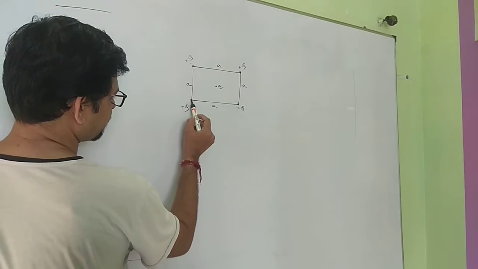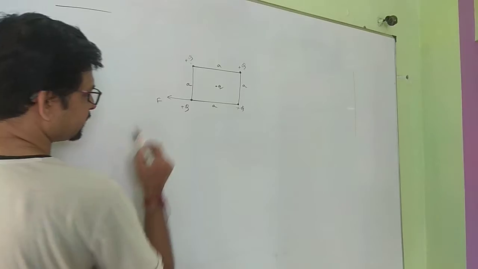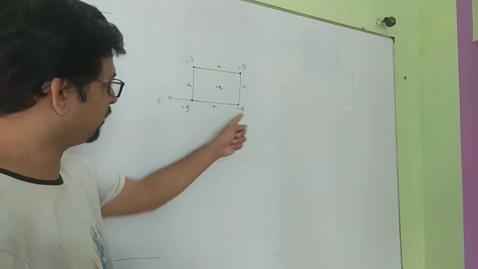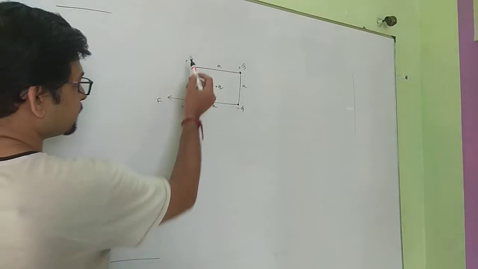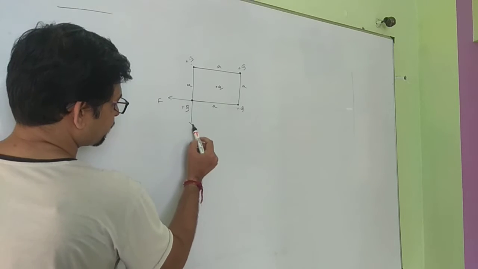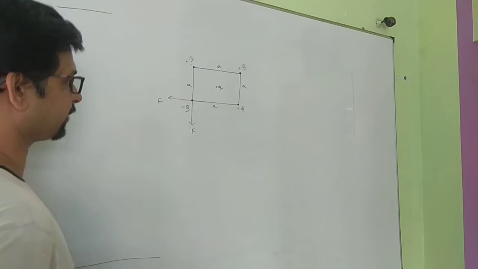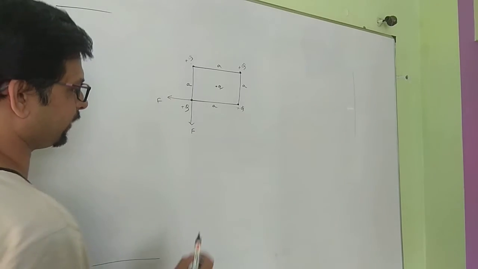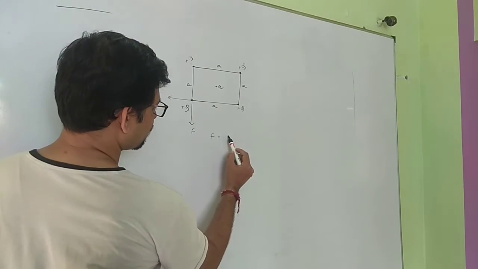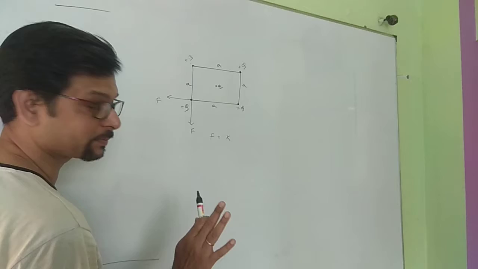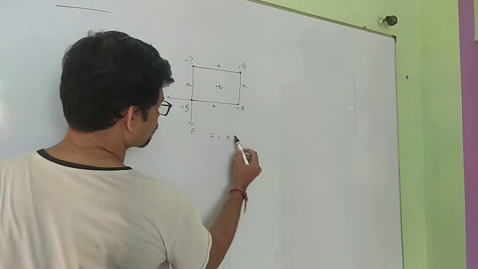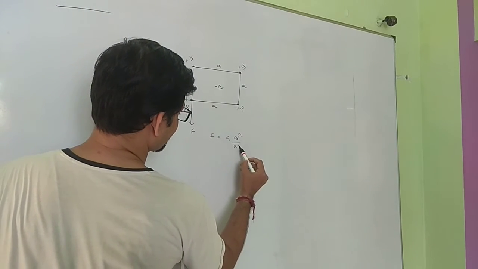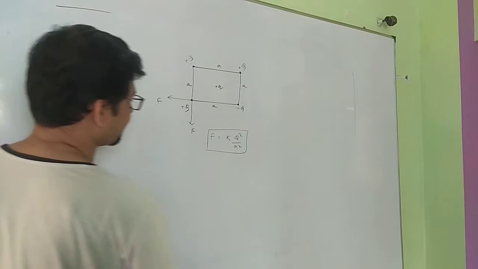So this plus Q will give a force along the line joining. This Q and this Q also give a force along the line joining, downward. Now these two forces have the same value. What is the value? F will be equal to K, where K means 1 by 4 pi epsilon naught, K Q square by A square. That's the force.